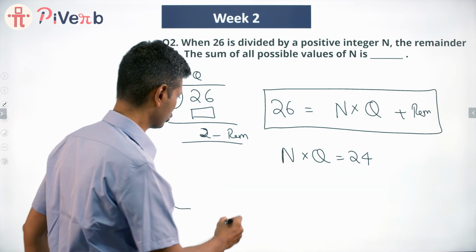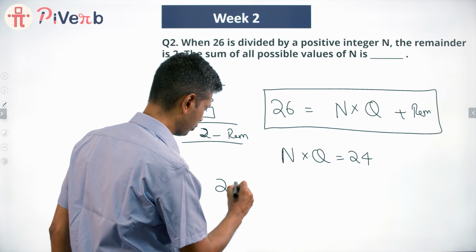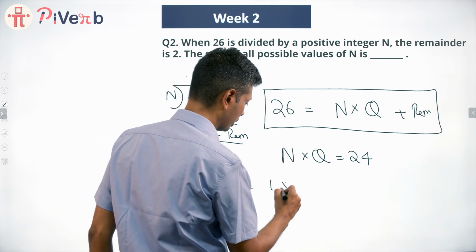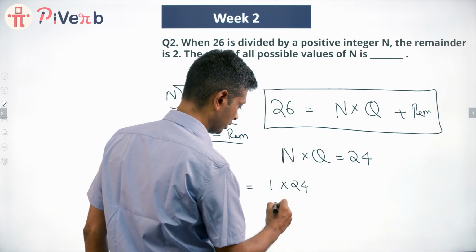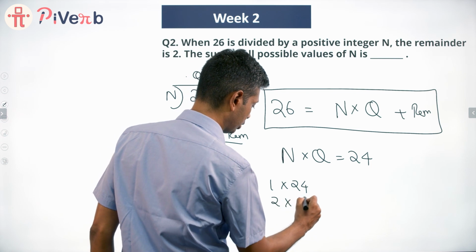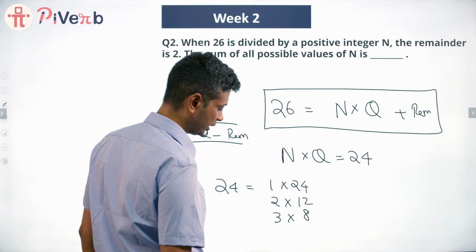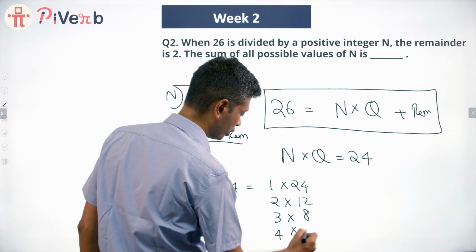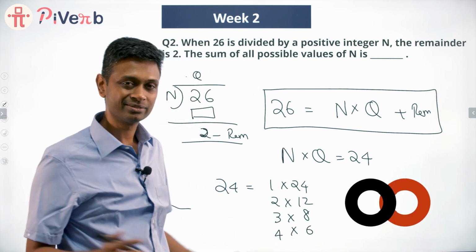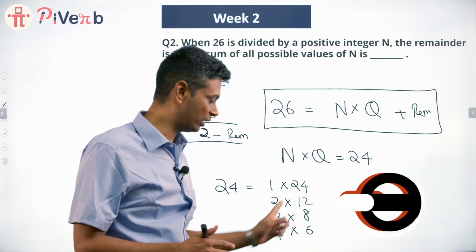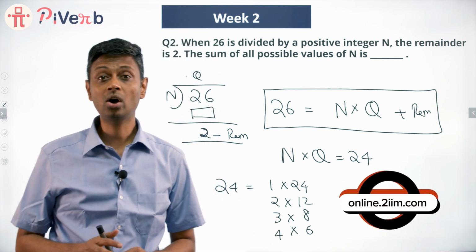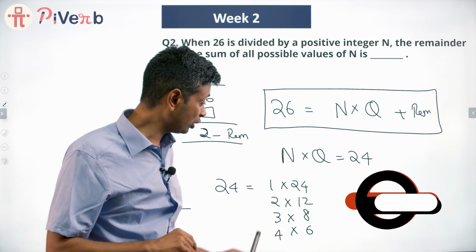So I'm going to write down factors of 24. 24 can be written as 1 into 24. 1 and 24 are factors. Can be written as 2 into 12. 2 and 12 are factors. Can be written as 3 into 8. 3 and 8 are factors. Can be written as 4 into 6. 4 and 6 are factors. After that, we'll come back to 6 into 4, 8 into 3. These are all factors. Or n could take any of these values.